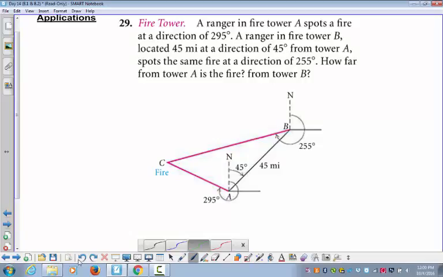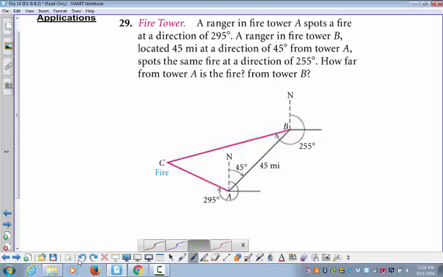A ranger in fire tower B, located 45 miles away at a direction of 45 degrees from tower A. So from tower A to tower B, 45 miles at an angle of 45 degrees from the north. So that's our picture. And from tower B, they see the same fire at 255 degrees. So their 255 is coming all the way around from the north again, clockwise, 255. So they see the fire. So let's figure out what the angles in the triangle are, because we need to know the angles in the triangle to get anywhere.